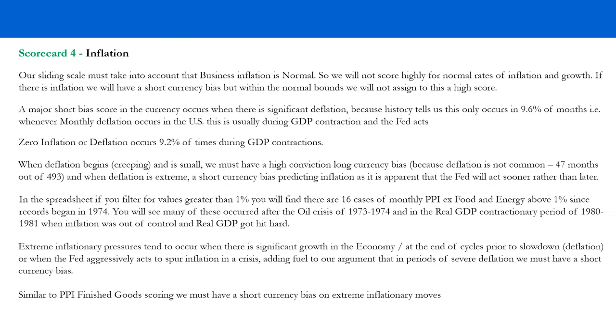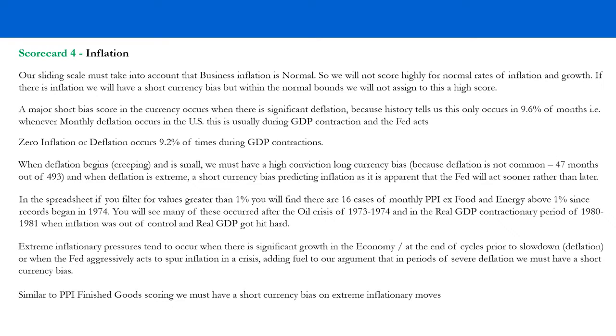We've basically got to approach this in a way in which we look at inflation, in this case PPI, business inflation, X food and energy. We look at inflation between what is normal and what is abnormal. So the sliding scale has to take this into account. So we won't be scoring highly for normal rates of inflation and growth. If there is inflation, we will have a short currency bias, but if it's within the normal bounds of inflation, as evidenced by the historical data, again, we're not going to assign a high score to normal levels of inflation.